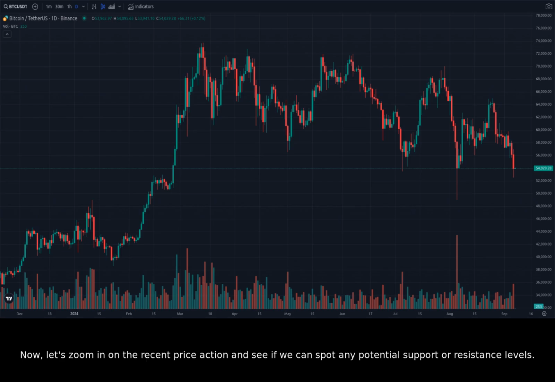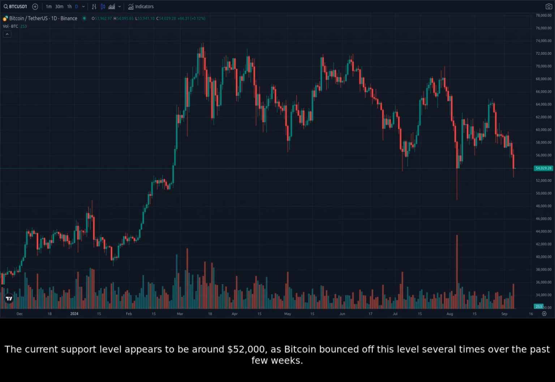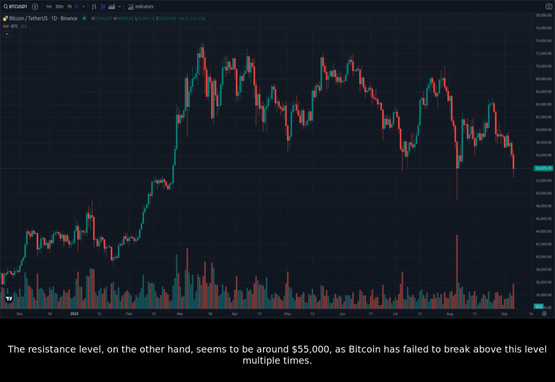Now, let's zoom in on the recent price action and see if we can spot any potential support or resistance levels. The current support level appears to be around $52,000, as Bitcoin bounced off this level several times over the past few weeks. The resistance level, on the other hand, seems to be around $55,000, as Bitcoin has failed to break above this level multiple times. The current price of Bitcoin is just below $54,000, which means it's hovering between these key support and resistance levels.